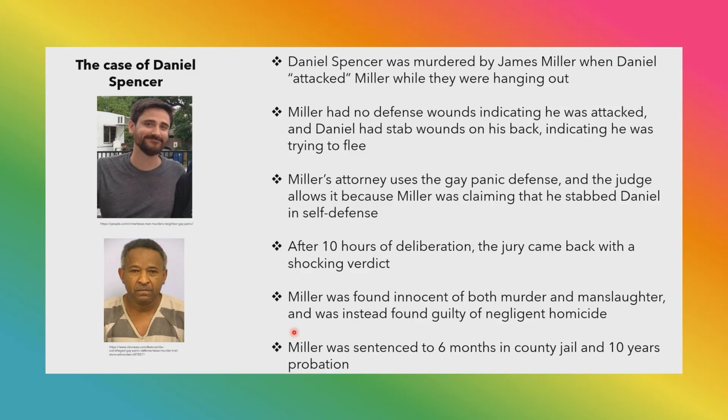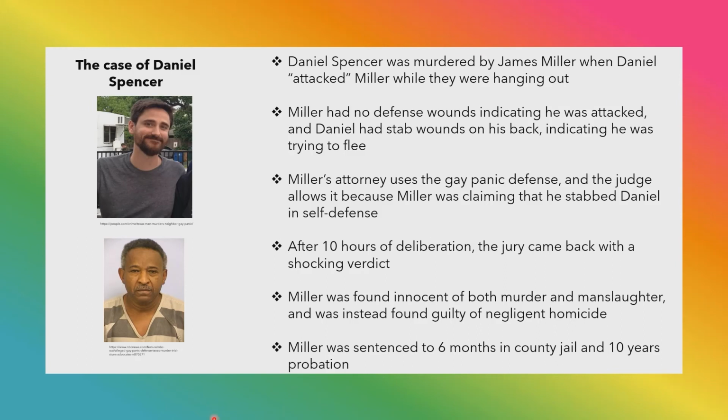Now, after the prosecutor hears this story, the prosecutor just lays into him. He pointed out that first, Daniel was stabbed in the back multiple times. When someone is stabbed in the back, that indicates that person is trying to flee, that they're not attacking the other person. And the second thing was Miller also has zero defense wounds that would indicate a struggle. So these two pieces of evidence would probably sway a jury to think this is not an issue of self-defense, but that is not what happened here.